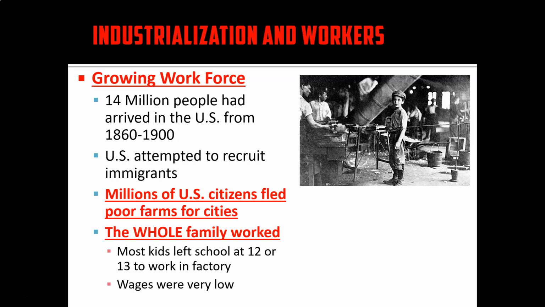Now, industrialization and workers, that's going to be our next section, and we want to talk about the growing workforce in America. Roughly between 1860 and 1900, some 14 million people arrived in the United States, and the United States was actually attempting to recruit some immigrants. They were looking to recruit some of the best and brightest, but also just recruit workers because there were so many jobs. And because there were so many jobs, millions of U.S. citizens actually fled poor farms and cities.